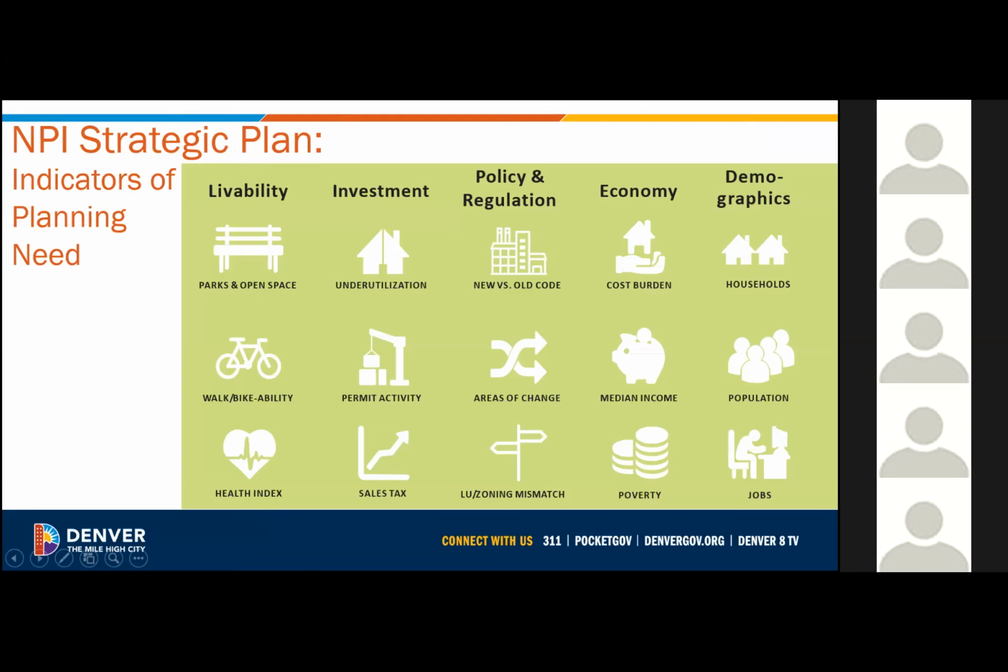There's 15 data points that fall into 5 different categories. Basically, within each data point, a score is assigned to whether a neighborhood is performing higher or lower relative to all other Denver neighborhoods. All the scores get aggregated into an index, and the higher the score, the higher the planning need. That is a data-driven approach to trying to have a rational basis for which areas are going to get planned sooner versus later. We try to go to the higher need areas sooner.